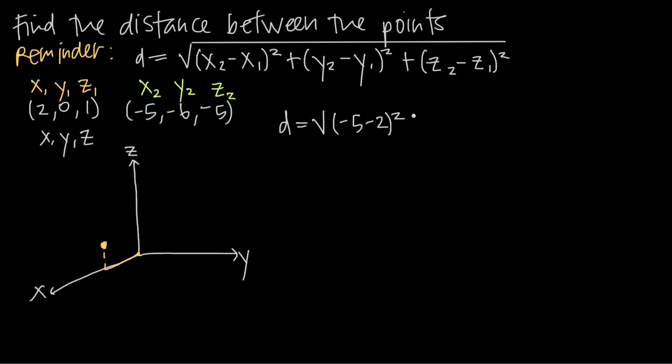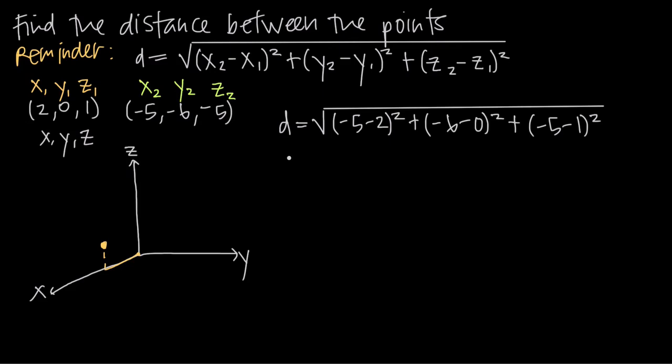So here we have then plus y sub 2 minus y sub 1, so -6 minus y sub 1, which is 0, so minus 0, quantity squared, plus z sub 2, which is -5, minus z sub 1, which is 1, quantity squared there, and then we're going to just call this the square root of everything like that.